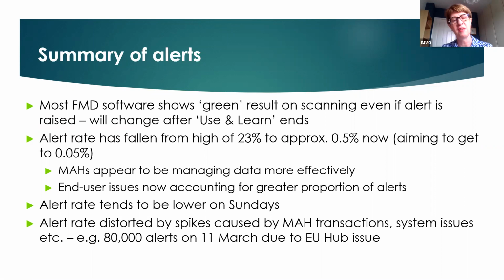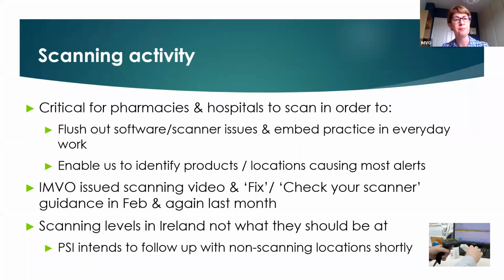One of the things that's consistently notable is that the alert rate tends to be lower on a Sunday. So week on week, the trend tends to be low on Sunday and then worse on other days of the week. We think it's due to the fact that pharmacies aren't as busy on Sunday, so they seem to be able to manage the scanning better. I've mentioned already that the alert rate can be distorted by spikes caused by MAH transactions and system issues. For example, we had 80,000 alerts on the 11th of March due to an EU hub issue. So as you can imagine, our alert rate for that week wasn't great.